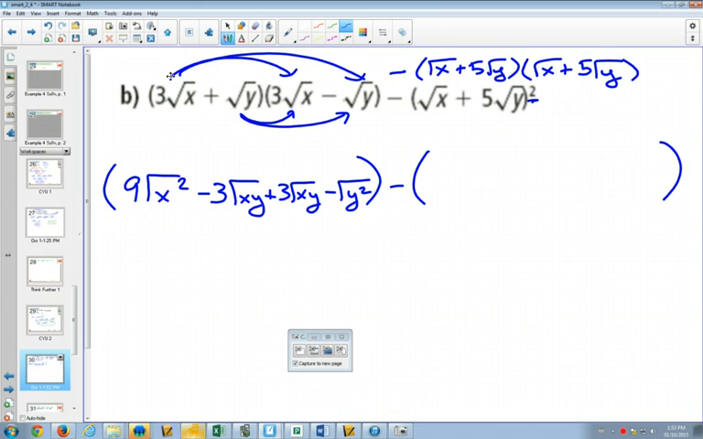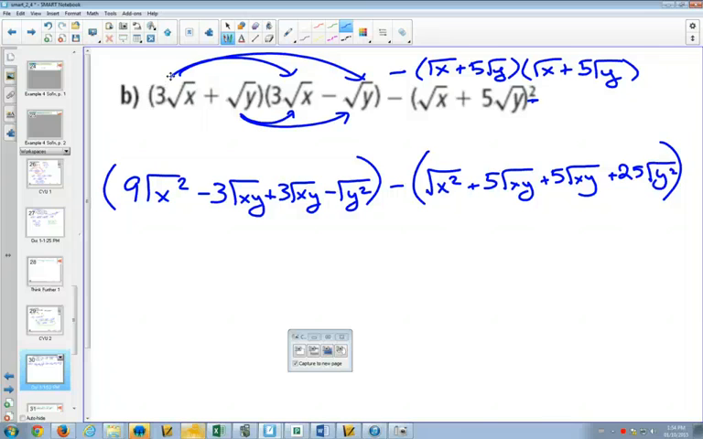For the second set, root x times root x will be root x squared, plus 5 root xy, plus 5 root xy, plus 25 root y squared. So we FOIL the first ones, we FOIL the second ones. Now we need to expand, so eventually we want to get rid of all the brackets, but I'm going to simplify each one in its brackets first before we get rid of the brackets.